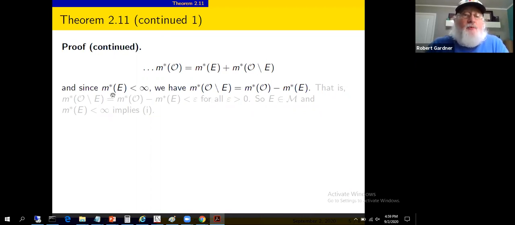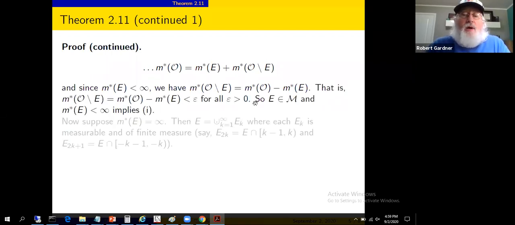Again, since we're considering the little subcase where the outer measure of E is finite, we can subtract the outer measure of E from both sides. We get the outer measure of O set minus E is the outer measure of O minus the outer measure of E. Well, now we had upstairs the outer measure of O minus the outer measure of E less than epsilon. So we draw the conclusion that the outer measure of O set minus E is less than epsilon. And that was what property 1 was.